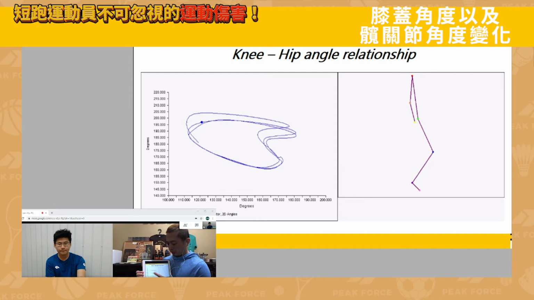So when you look at the initial foot contact position, this is where the hamstring is at the lengthening part, the longest part. So, of course, if this position is always different, it puts a lot of stress on the hamstring.